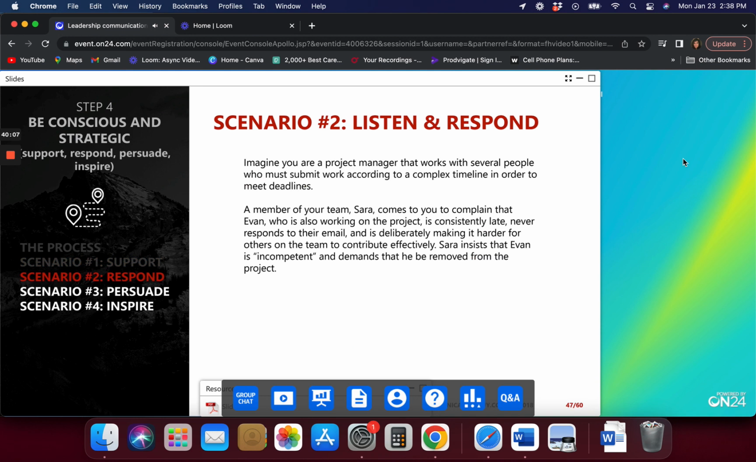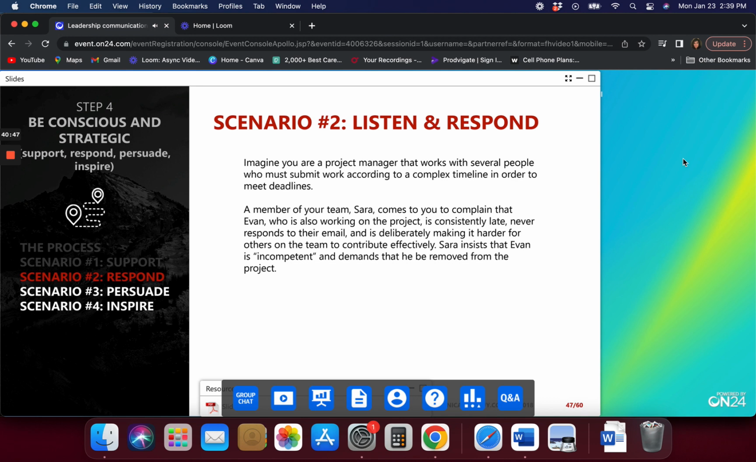Okay, so another scenario. This is one that you're probably more familiar with. This is where an employee is complaining about another employee. Unfortunately, this happens quite a bit. So let's walk through this one. Imagine you're a project manager that works with several people who must work to submit according to a complex timeline in order to meet deadlines. As a member of your team, Sarah comes to you to complain that Evan, who is also working on the project, is consistently late, never responds to their email, and is deliberately making it harder for others on the team to contribute effectively. Sarah insists that Evan is incompetent and demands that he be removed from the project.